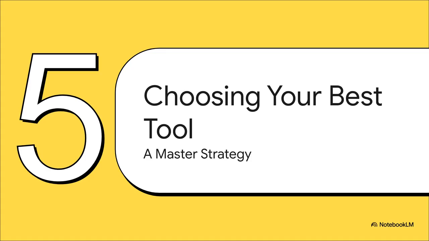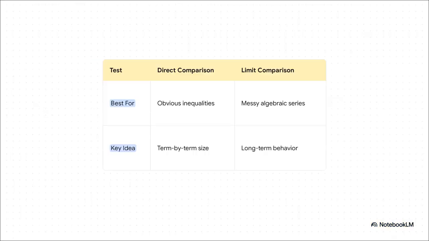Okay, so we've got two amazing tools in our belt now. The simple, intuitive direct comparison and the powerful algebraic limit comparison. The last piece of the puzzle, the real pro move, is knowing which tool to grab for which job. And this little cheat sheet here just lays it all out.